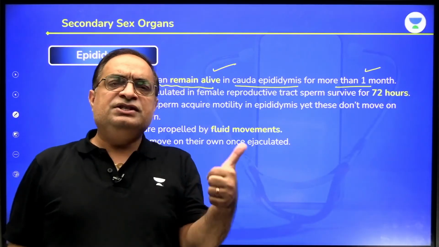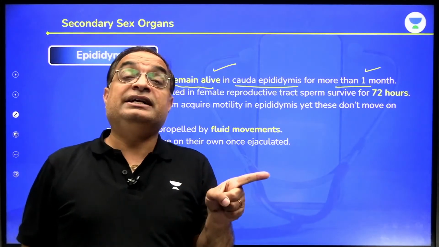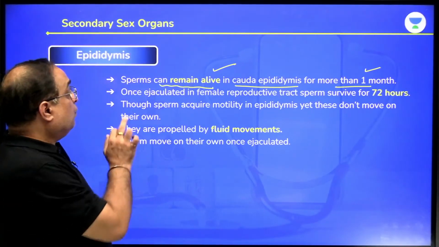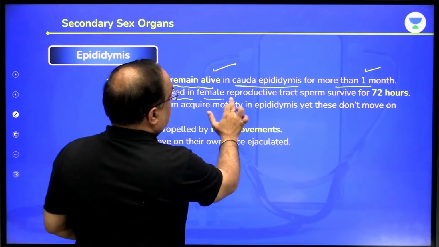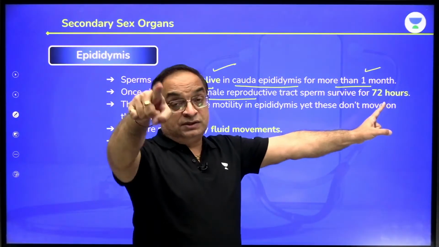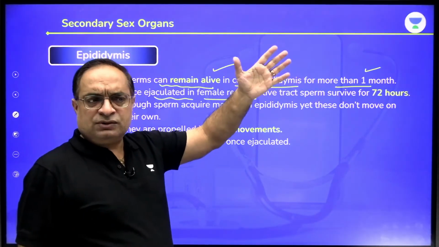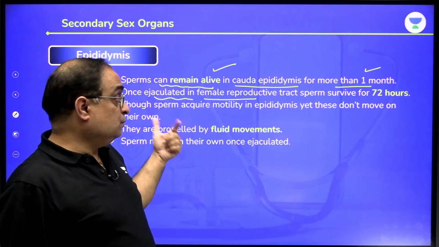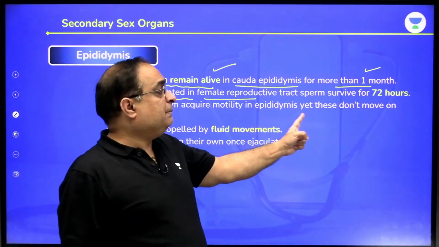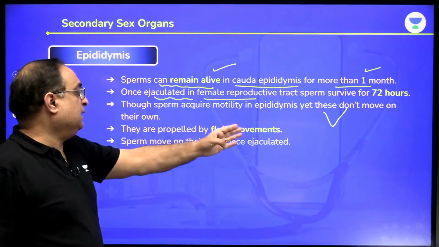And out of those 72 hours, their fertilizing ability is best for the first 48 hours. Once ejaculated in the female reproductive tract, sperms survive for 72 hours. This is important, right? We'll discuss different methods of contraception, natural methods of contraception. So there you need to have this information. Though sperms acquire motility in the epididymis, yet these do not move on their own. They are propelled by fluid movement.